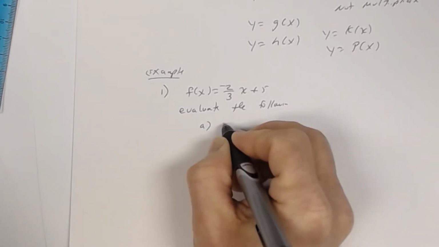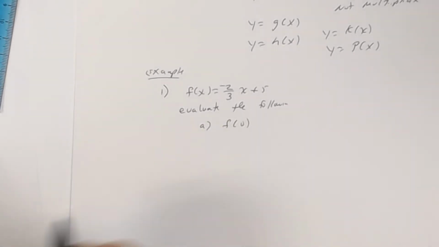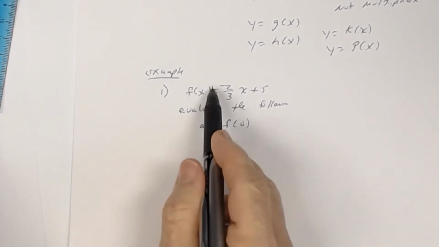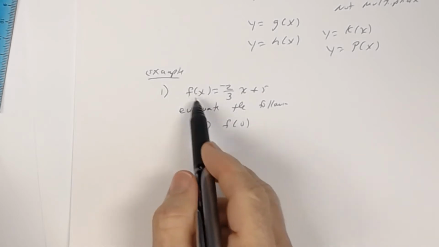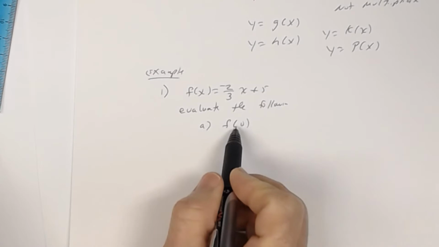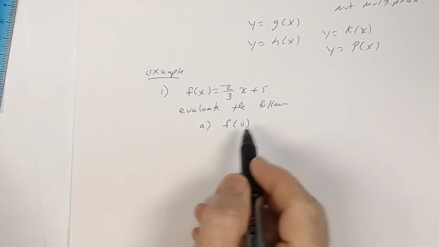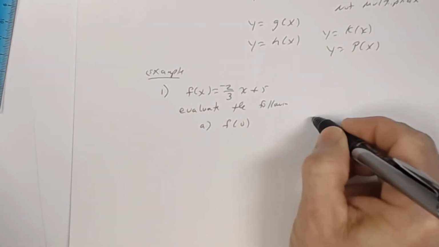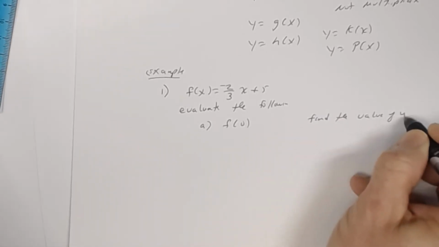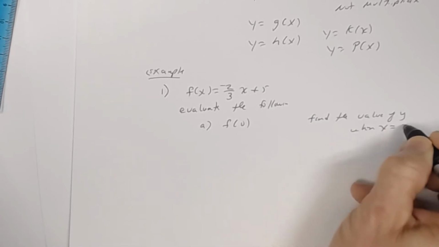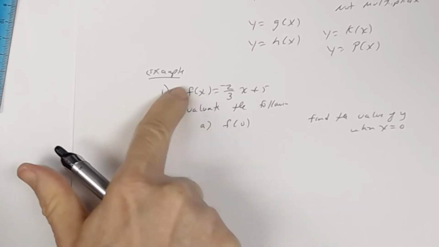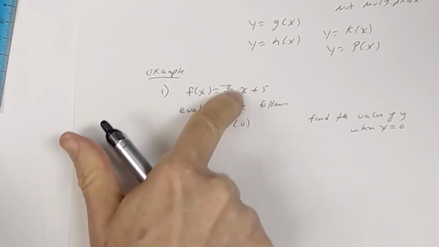So letter A, let's go ahead and evaluate f of 0. Now listen to what this means. Remember, f of x took the place of y. Now remember, this says f of x, but in this case, x is 0, correct? So what this means is find the value of y when x is 0. That's what that means. Remember, f of x took the place of y. So find the value of y when x is 0.